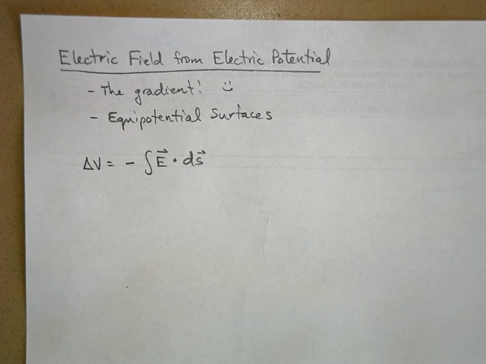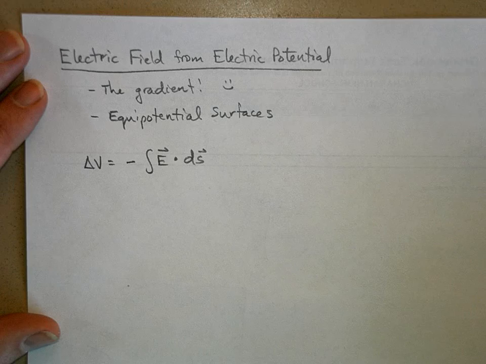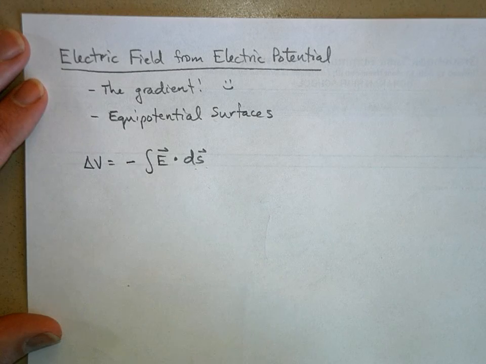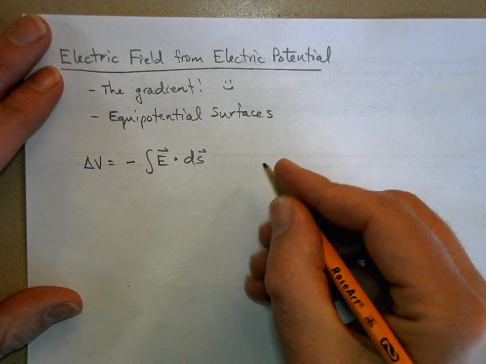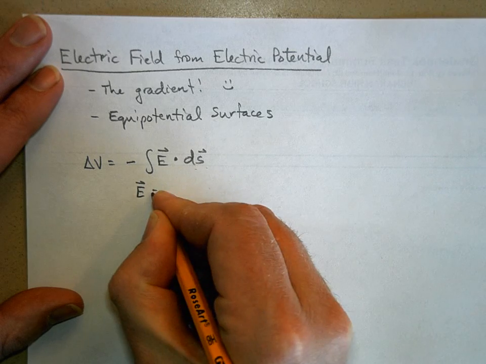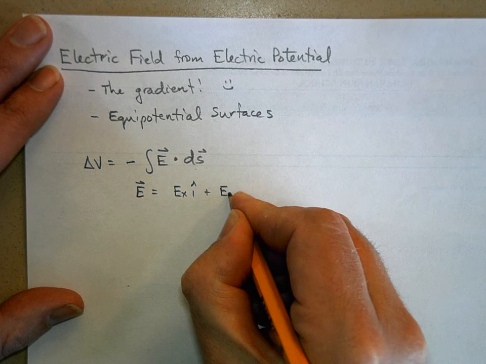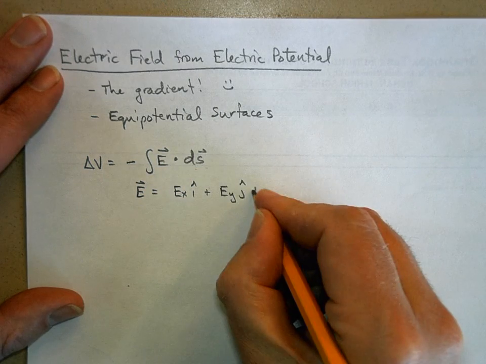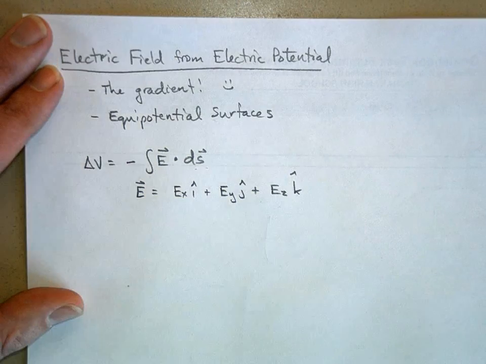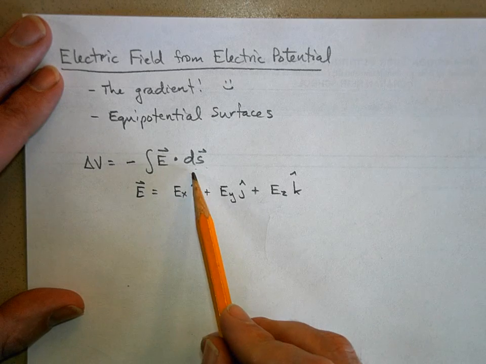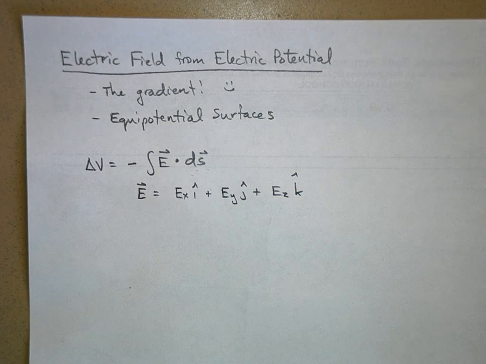Now, we're going to do this very generally. We're not going to do it for a point charge or anything like that. Let's look at these in terms of their components in three-dimensional space. We can say that E has Ex in the i-hat direction plus some component in the j-hat direction plus some component in the z-direction or k-hat direction. But the same is true for dS, right? dS is just some little infinitesimal displacement in three-dimensional space.